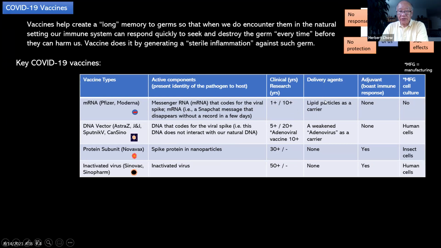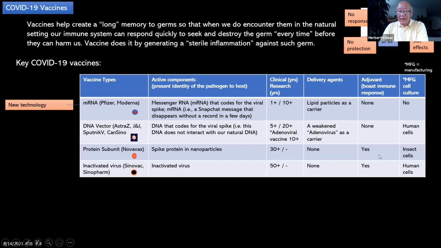As far as the delivery agents, none are needed for the proteins and the inactivated virus, but the DNA vaccine does need the adenovirus as a carrier. The adenovirus, I call it a Trojan horse, and we use that to carry the payload, the viral spike, into the human cells. And here we don't need any fancy carrier. It's just a lipid, and it will deliver the messenger RNA.